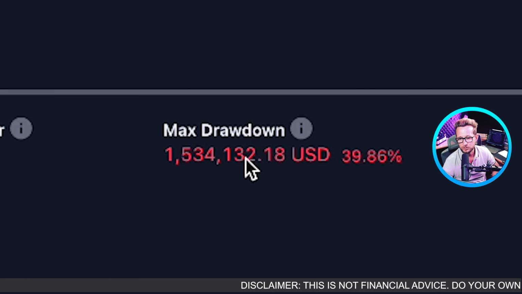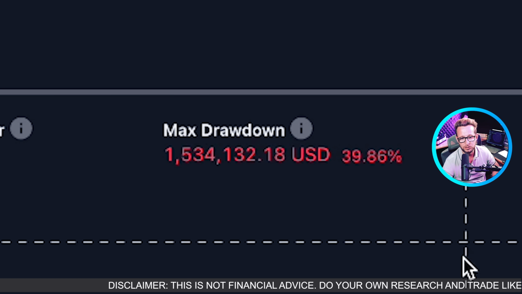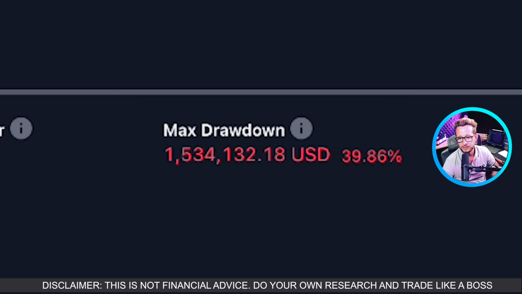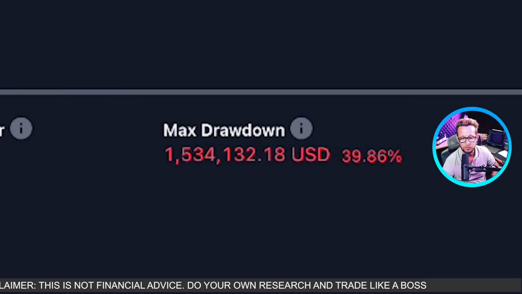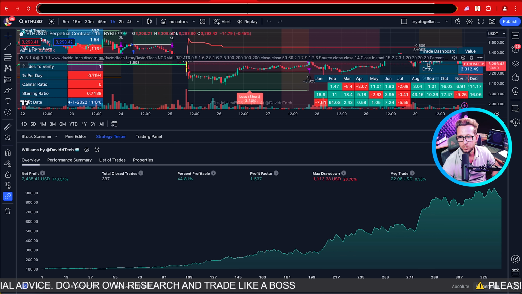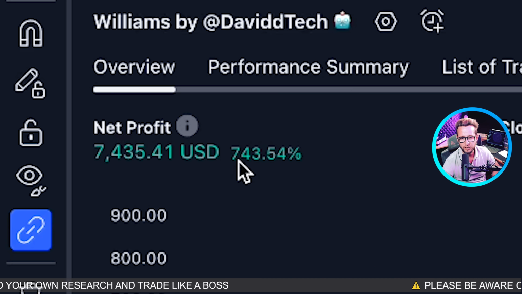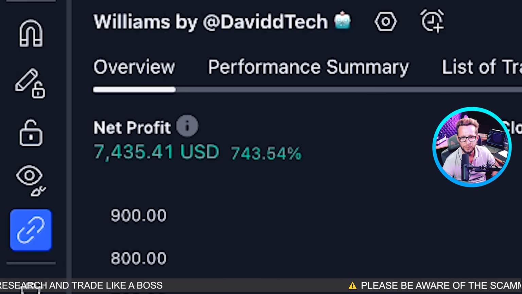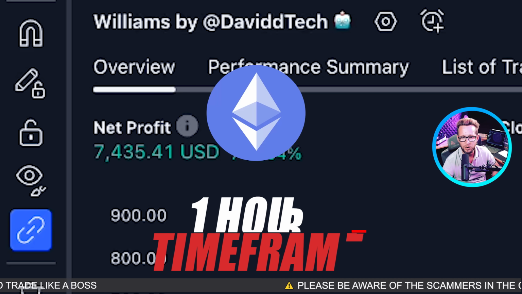We can see that the max drawdown is almost 40%, which is very high, but the max leverage is 27, so maybe we can take down the leverage, decreasing that max drawdown, but also decreasing the net profit. If that one doesn't suit you, maybe something on a lower leverage, a bit like this, 743% net profit. This is on Ethereum on the 1 hour as well.